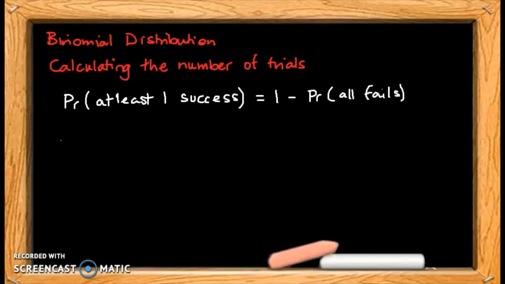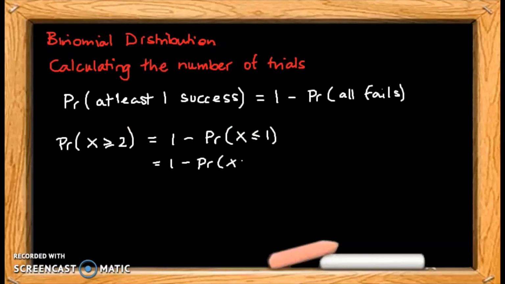Sometimes we might be asked for the probability of at least 2 successes. And to do that, we'll do the same, in the same way, we'll consider it's going to be 1 minus the probability of 1 or fewer successes, which is 1 minus the probability of 1 success, and then that minus the probability of no successes.